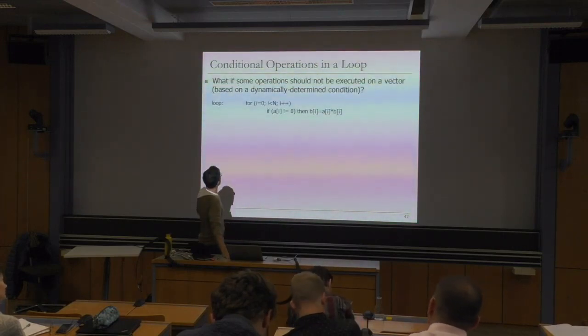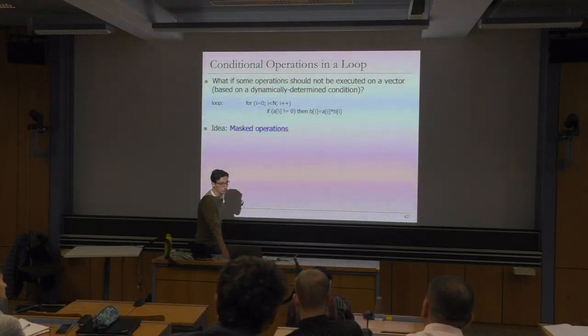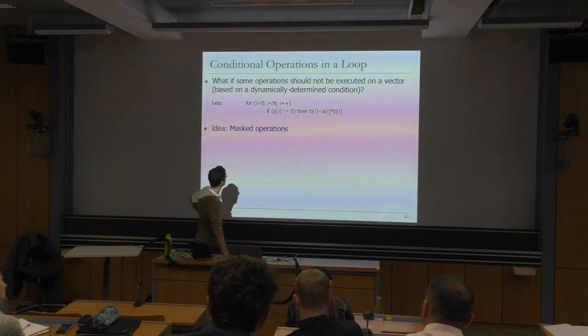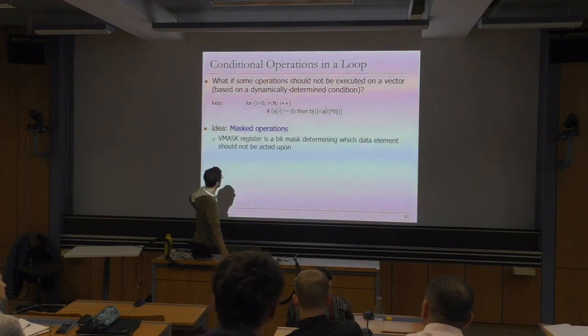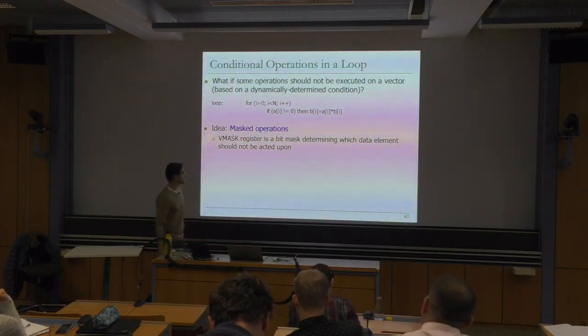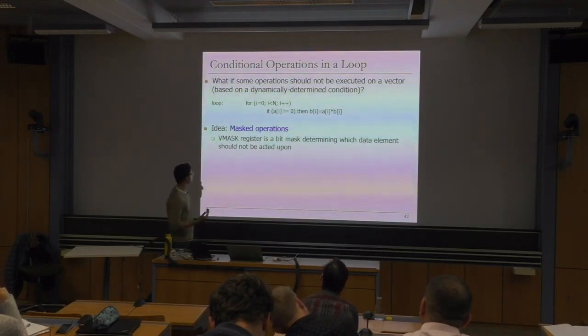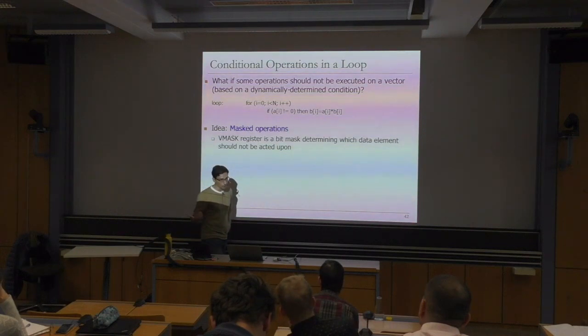Next thing is conditional operations in a loop, and this is where we need to talk again about mask operations. We already mentioned that before, but now we are going to see a more concrete example. Recall that we have this vmask register, which is a bit mask that determines which data element should be acted upon or not.